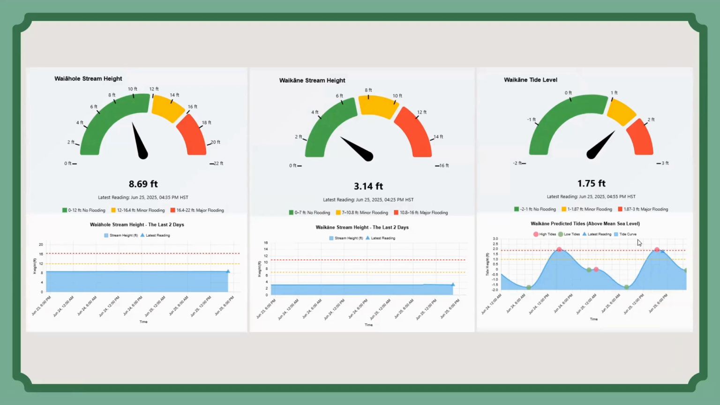And then this is for the Waikane tide level, different thresholds once again, but can also toggle for high tides, low tides, the latest reading, and the tide curve. And then the latest reading would be the triangle right here. So it can predict future tide levels right here.